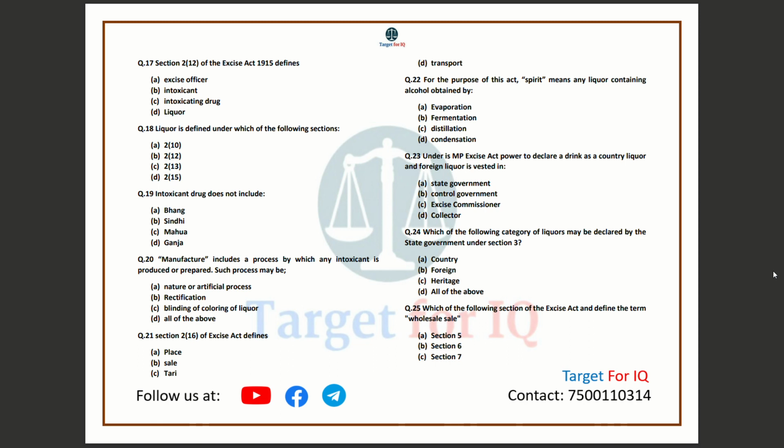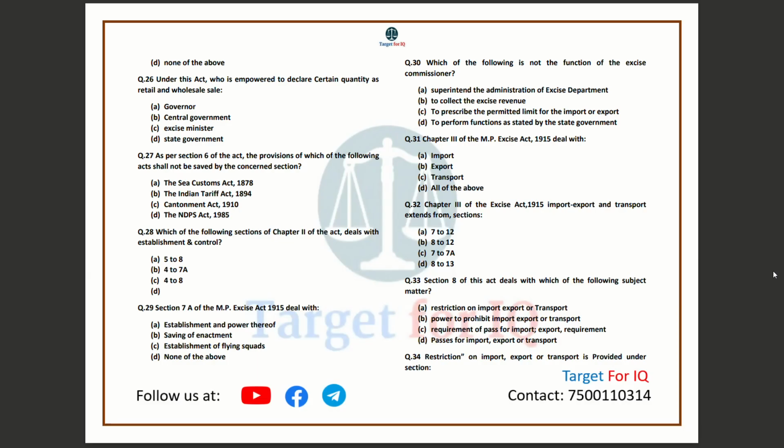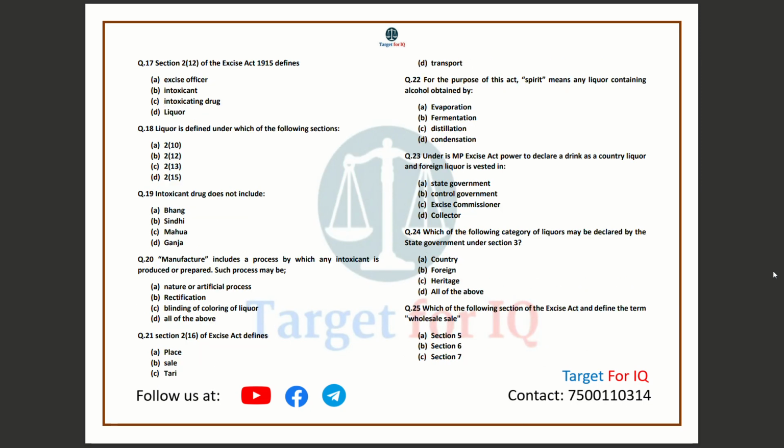Question number 25. Which of the following section of Excise Act define the term wholesale? Option A, section 5, option B, section 6, option C, section 7, and option D is none of the above. So the correct answer to this question is section 5, that is option A.